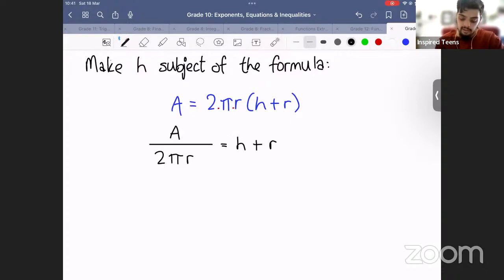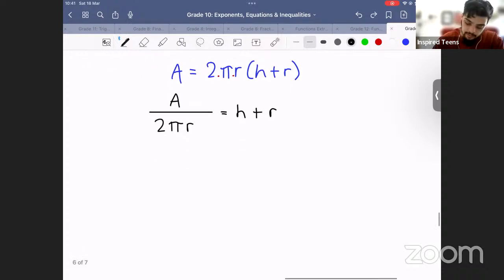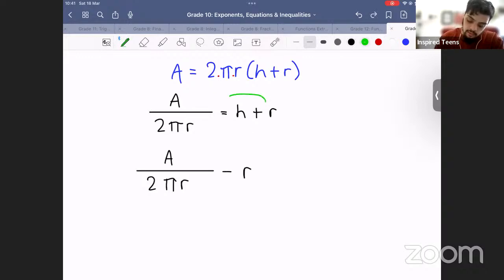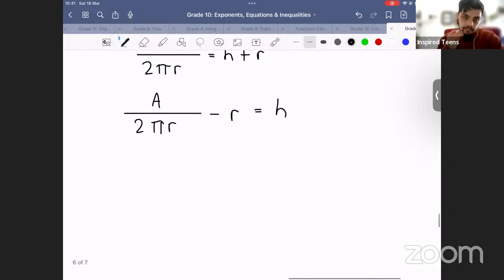So now it's even easier. To leave H alone, we can take R over as a subtraction. So it becomes A over 2 pi R minus R, because we take it over as minus, is equal to H. If we want to write it as one term, that's really simple. H is already left alone. We have made H the subject of the formula.